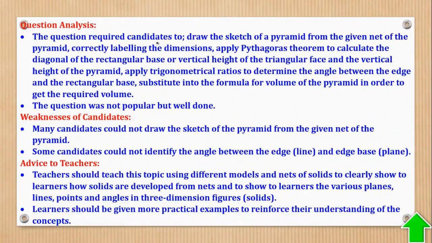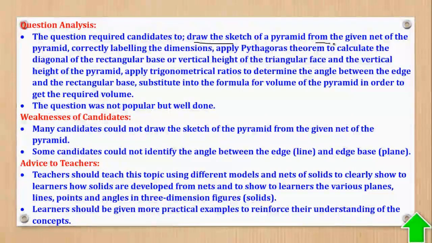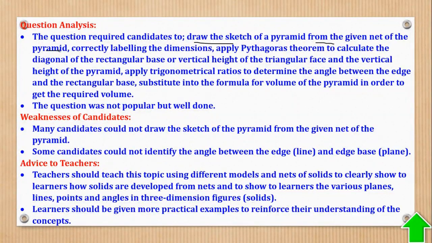So the question required candidates to draw and sketch the pyramid from the given net of the pyramid, correctly labeling the dimensions, applying Pythagoras theorem to calculate the diagonal of the rectangular base, vertical height of the triangular face, and the vertical height of the pyramid. Apply trigonometrical ratios to determine the angle between the edge and the rectangular base, and substitute into the formula for volume to get the volume of the pyramid.